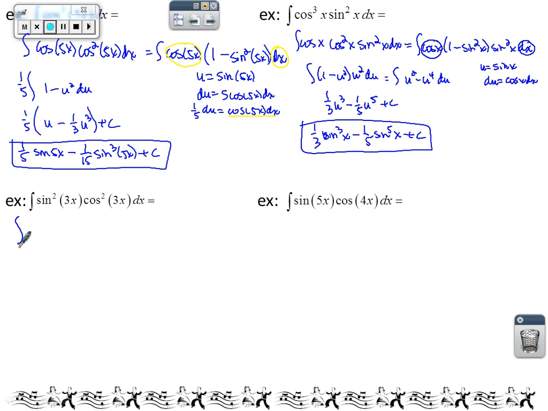So the sine squared, now let's talk about the 3. We're going into a formula that has 2x. So what do you think the 3 is going to do to the formula? It's going to cause it to be 6x. Right. So this one is going to turn into 1 minus cosine 6x over 2. And this cosine squared is going to turn into 1 plus cosine 6x over 2 dx.